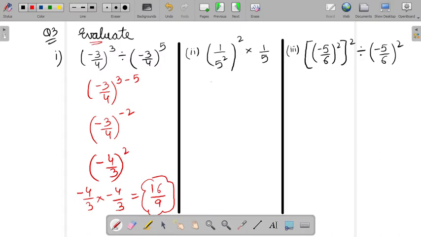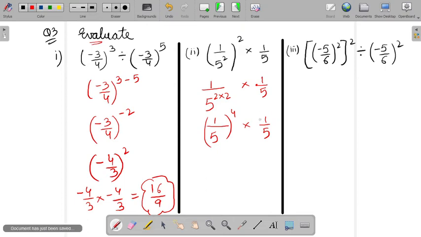So how can we solve it? 1 power 2 is 1, so it would become 5. 2 multiply 2, 2 multiply 2, and upper is 1 by 5. So what will it become? 5 power 4 and here it is 1 by 5. We can write this 4 with 1 also because 1 power 4 will remain as 1, so hardly makes any difference.